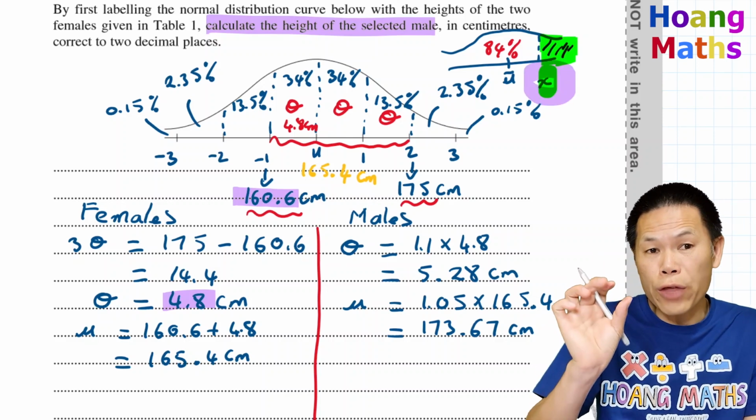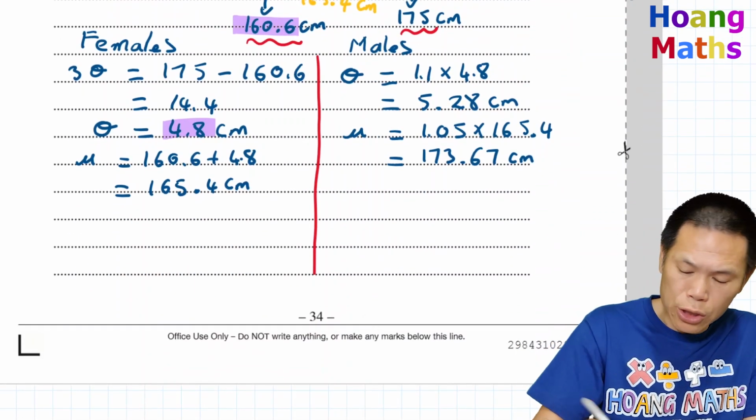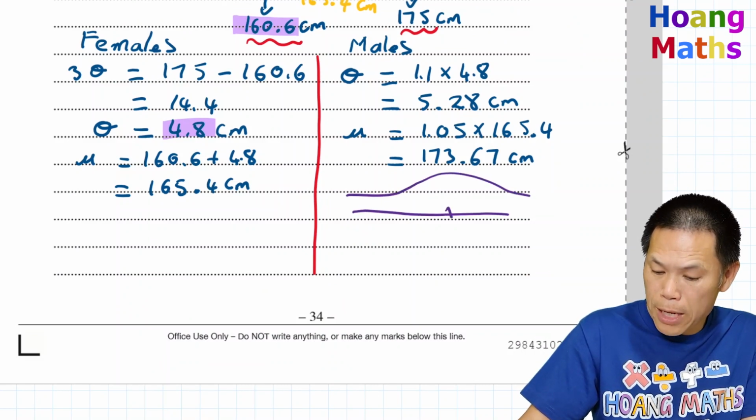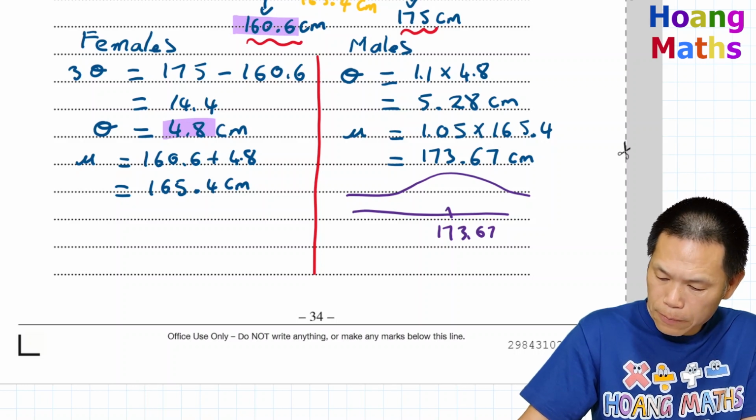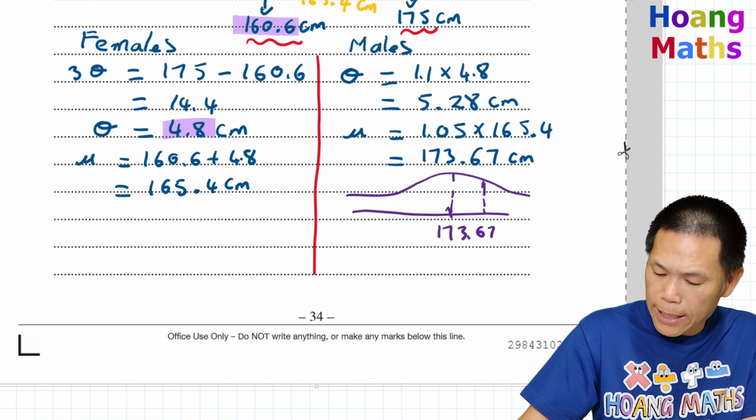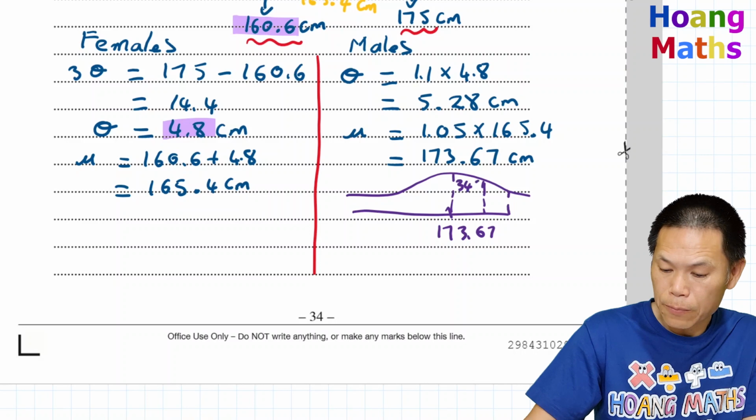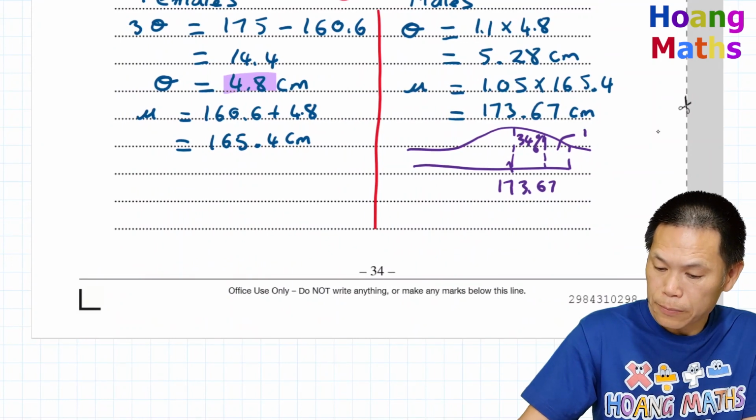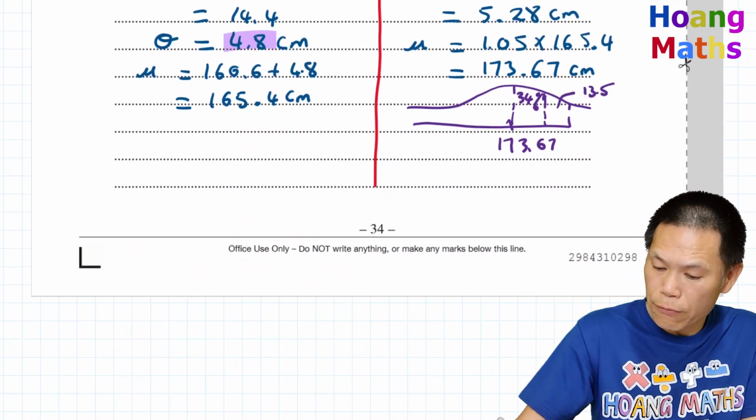Now the question is, we need to find the value of x, this x here, okay? That is more than 84% of the population. So more than 84%. So let me just draw a chart for this. So this is what it means. The mean is 173.67. And we know that this is 1 standard deviation above, 2 standard deviations above. And we know that this is 34%. And this is from previously, 13.5%. And so on. And the next one is 2.35.